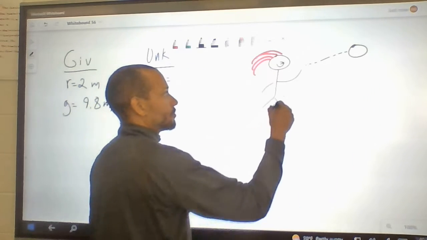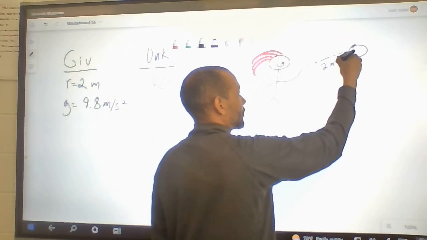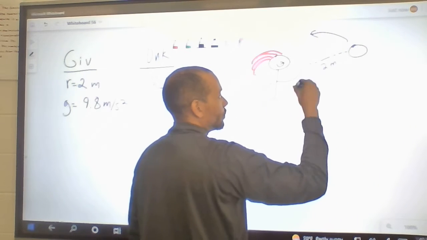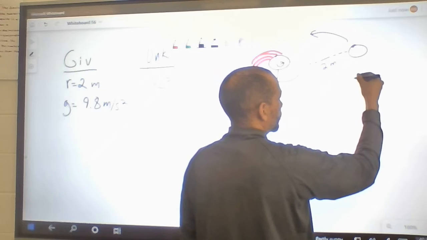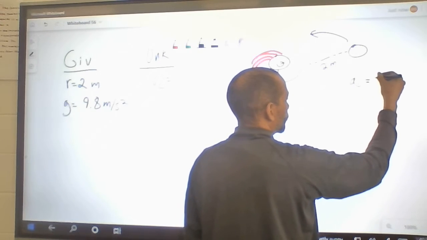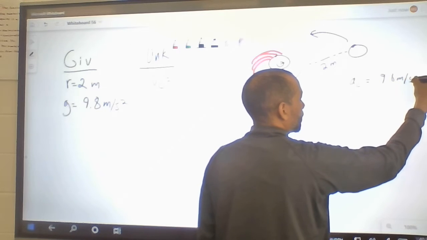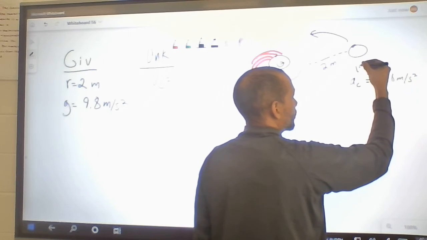Alright, so we have a stone. We know this is 2 meters. And this is going to be twirled around. We want to know when the acceleration is going to be equal to 9.8 meters per second squared. We want to know what that velocity is.